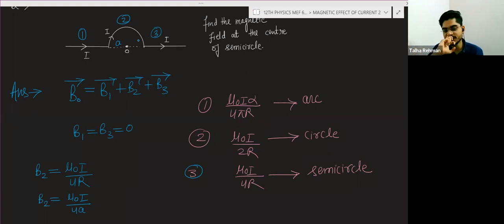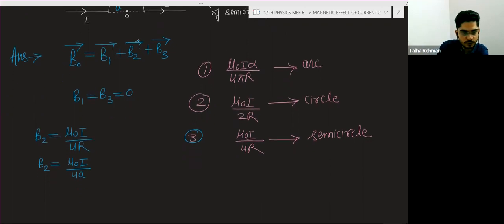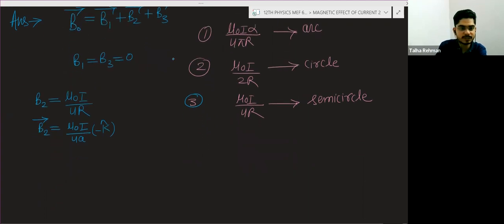and you will get the direction inwards. Inwards means negative z axis, and the unit vector you will use for the negative z axis is minus k cap. So for making this B2 a vector, you will multiply it with minus k cap, and when you put this B1, B2, B3 in B0 in this equation number 1, finally you will get your answer.